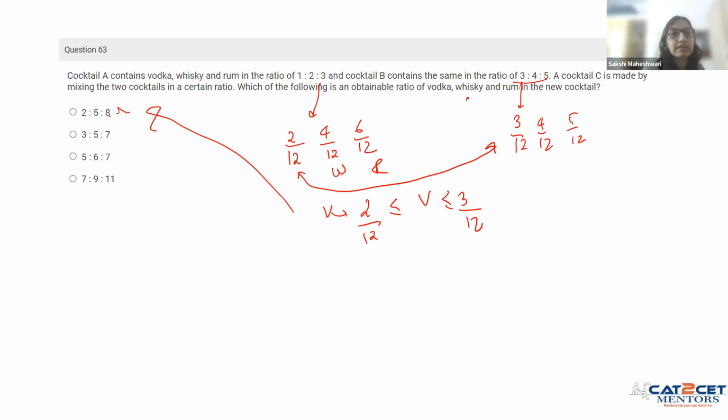So I think this won't satisfy. 3/12, I think this won't. This is 3/13. This can. This is 7 and 6. This won't. And I think even this won't. Yeah, I think this is the only option you'll have.